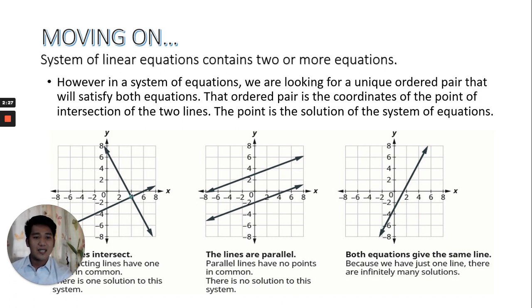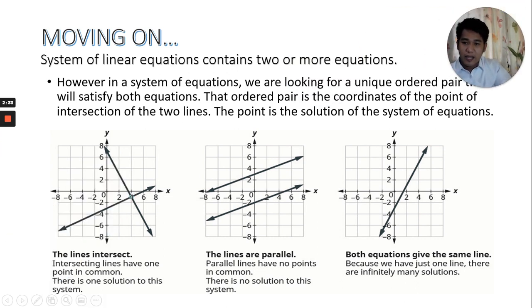Looking at these three graphs, the first graph shows intersecting lines, therefore there is a point of intersection, and that point of intersection is called the solution. Very good. Next, the second graph shows that there is no point of intersection, so there is no solution at all. And for the third one, we have coinciding lines, so all the points within these lines are solutions. There are infinitely many solutions if you have this kind of graph.